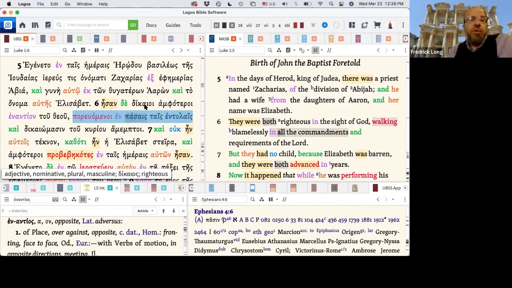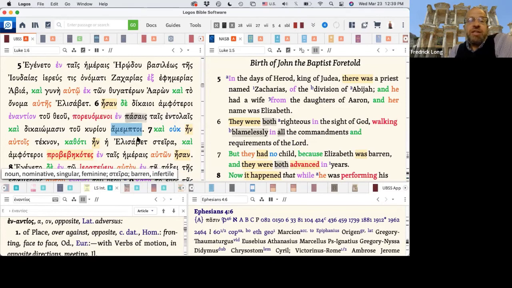As we're going to see here, how they are both righteous before God is explained by this participle, poreuomenoi, which I consider a post-nuclear verb. So after the main verb, a circumstantial participle, this is explaining in what way or why they are righteous before God legally, because they are walking in all the commands and just requirements of the Lord. And then it ends with blameless.